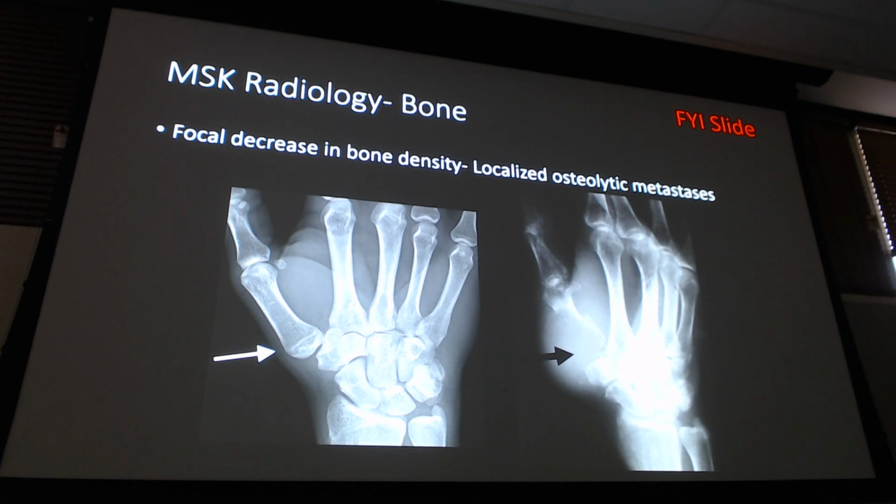That is not the bone. I mean, the bone is missing, but this is actually a big mass from the metastases. Normal, white arrow, abnormal, bone missing.